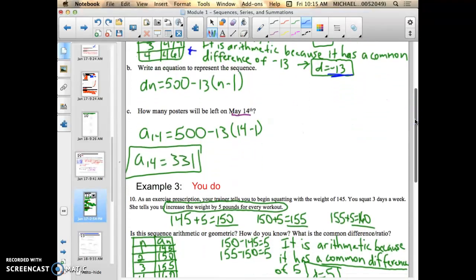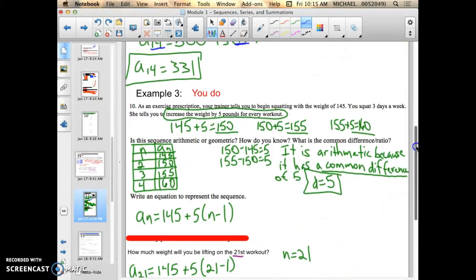Then it asks how many flopper posters will be left on the 14th. So I just entered in, my n is 14. I entered in n here instead of here. I put 14, and then for this n right here, I put 14. And then I solved it. On the 14th day, they will have 331 posters left.